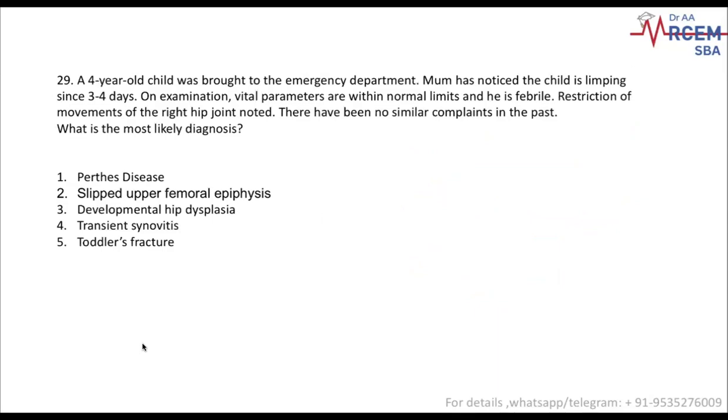A 4 years old child was brought to the MS department. Mom has noticed that the child is limping since last few days. So limping case it is. On examination, the vital parameters are within normal limits. He is febrile. Restriction of the movements of the right hip joint is noted. There has been no similar complaints in the past. What's the most likely diagnosis?